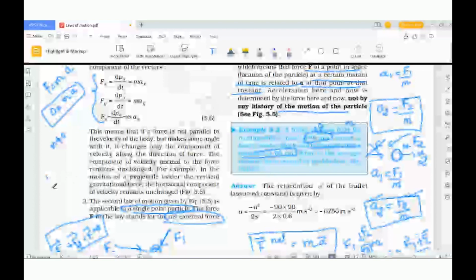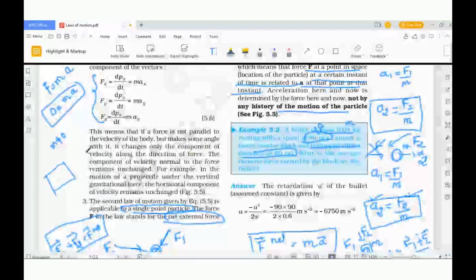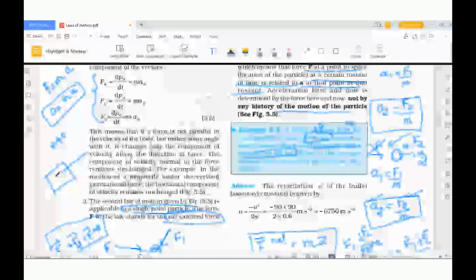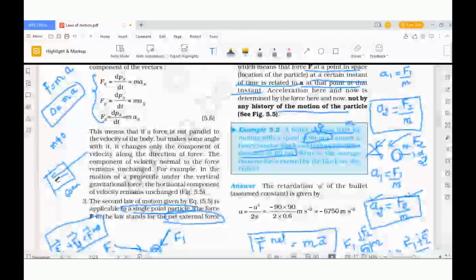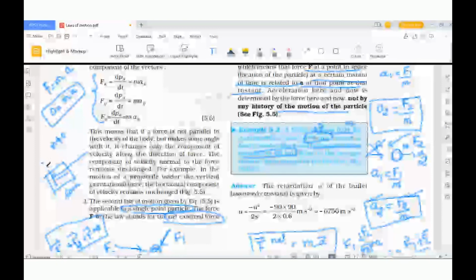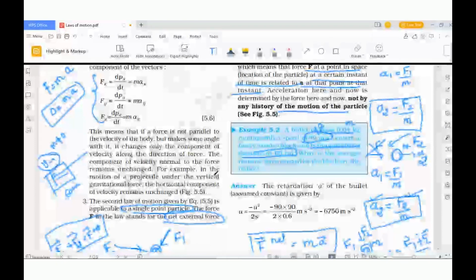Let us say there is one heavy wooden block. A bullet fires and it can enter, it can come till 60 centimeter in the wooden block. And it comes to rest, which means what? Its velocity is becoming 0 now. Do you agree? Yes, ma'am.